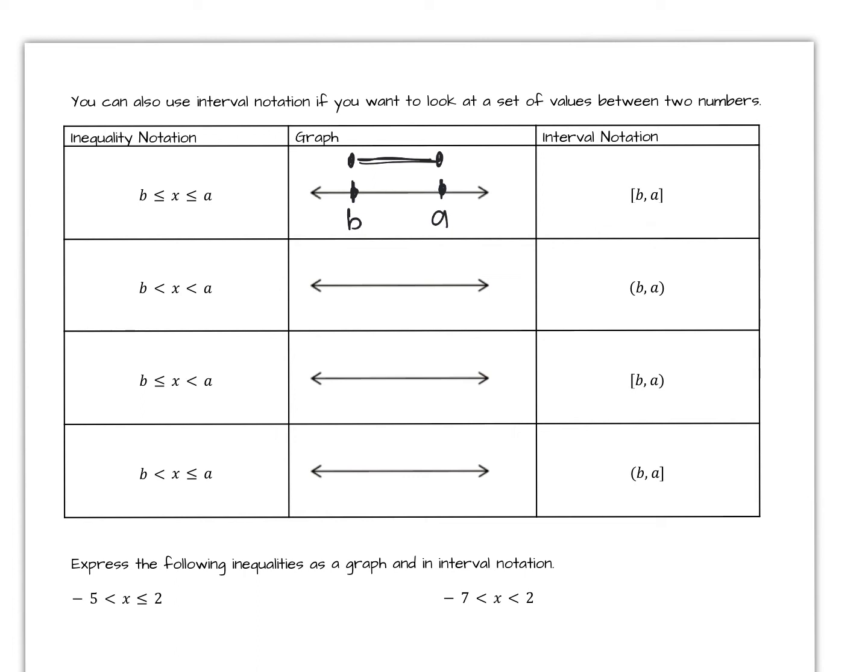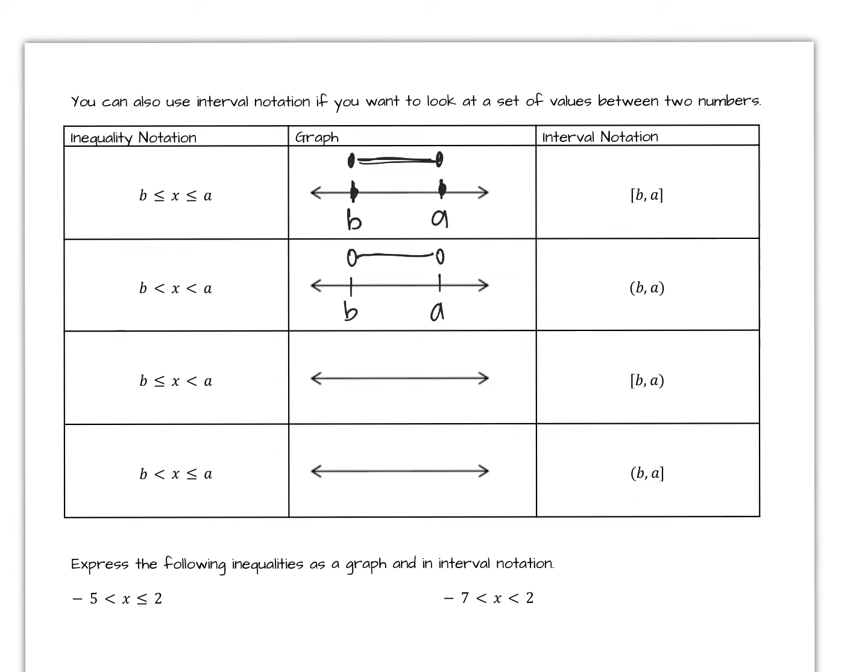Now if x is greater than b but less than a, b still goes on the left and a goes on the right, but this time we do open circles because they're not equal to. So the only difference in the interval is that they're both parentheses. But we can also mix and match.